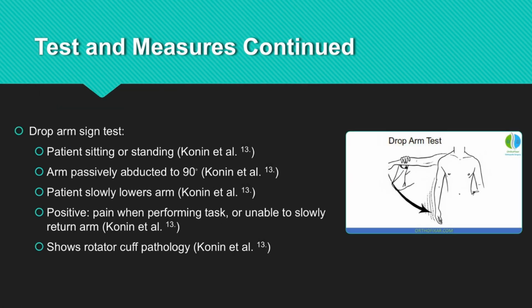Drop arm is another one, so basically the patient will be standing with their arm out to the side, and the therapist will release it and tell them to slowly drop their arm. If they can't do that, or if they have issues when performing the task, that is also indicative of a rotator cuff pathology.